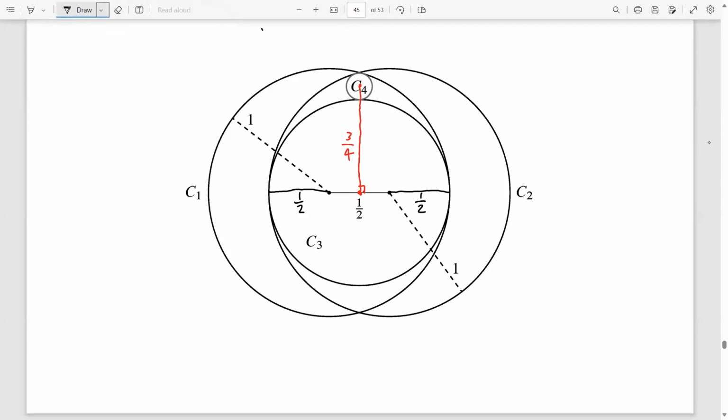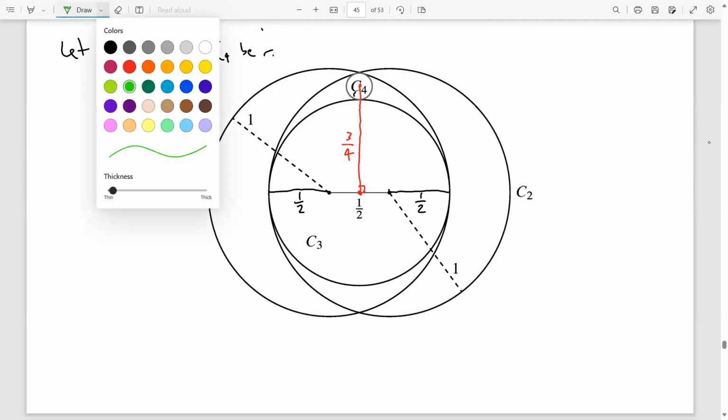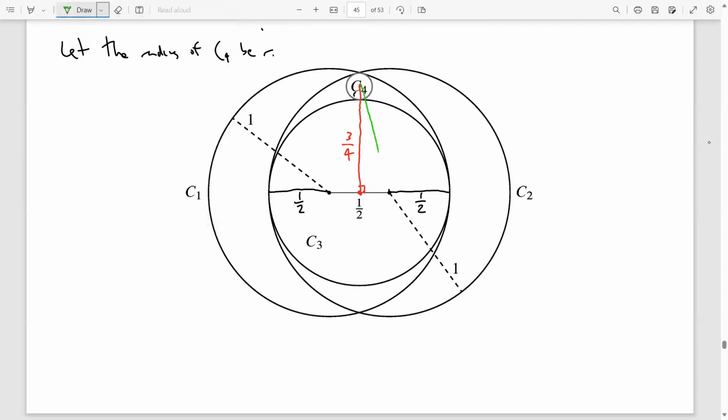Next, we're going to let the radius of C4 be r, which is what we're trying to solve for. So next, we're going to consider the segment that connects the center of C2 to the center of C4. So we'll use green. If we can find the length of this segment, then we can use the Pythagorean theorem to form an equation in terms of r so that we can solve for it.